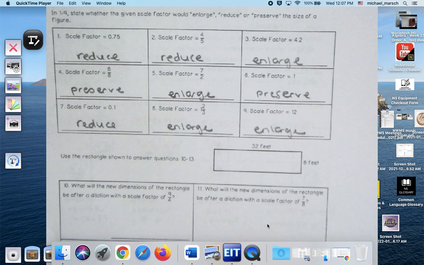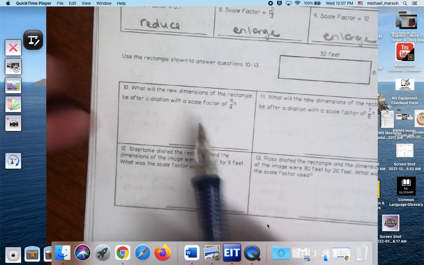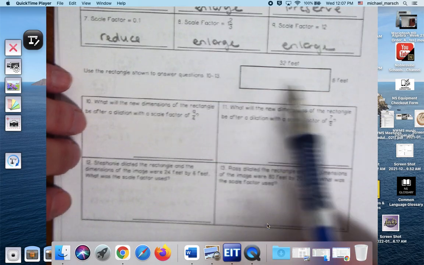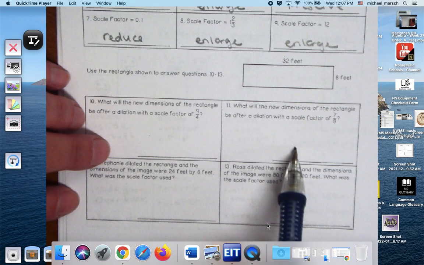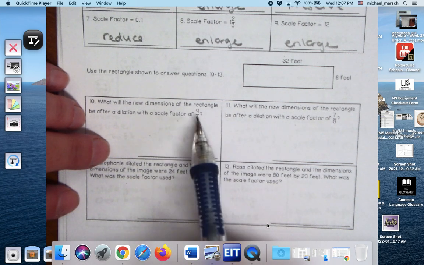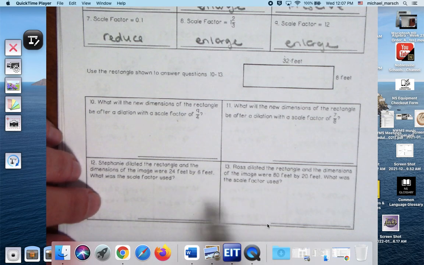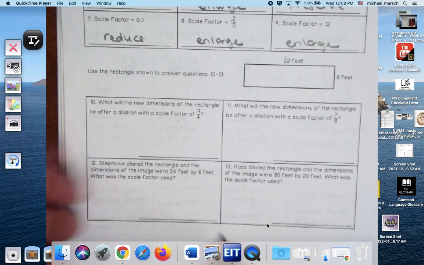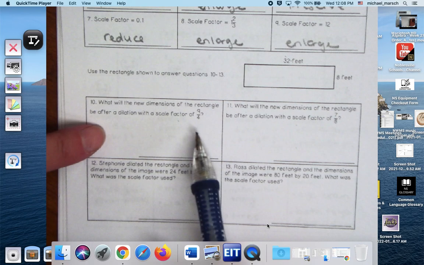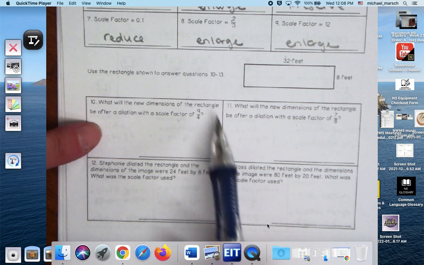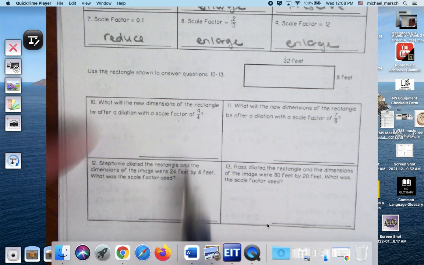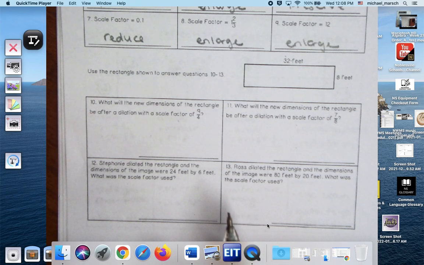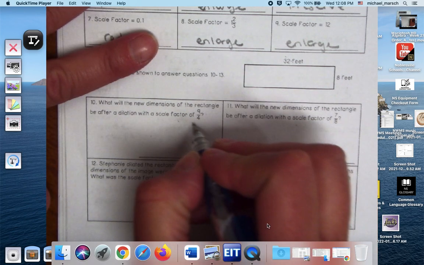Okay, let's do this bottom section here. We're going to use this rectangle. We know the dimensions. We're going to first dilate it when they give us a scale factor. And then these last two, we're going to figure out what was the scale factor if it was dilated. So remember, I'm going to multiply times the scale factor. So what decimal does this convert to? Mm-hmm. 2.25. Yep, 2.25.